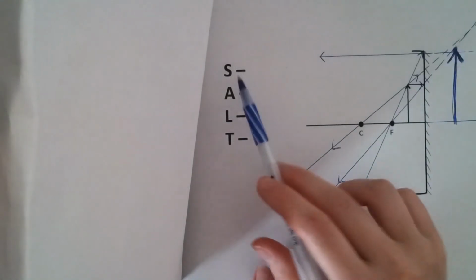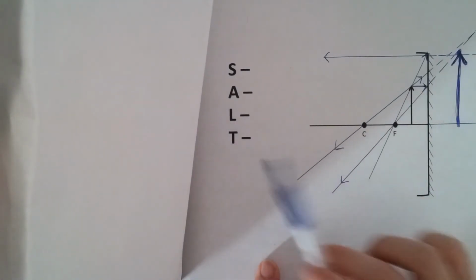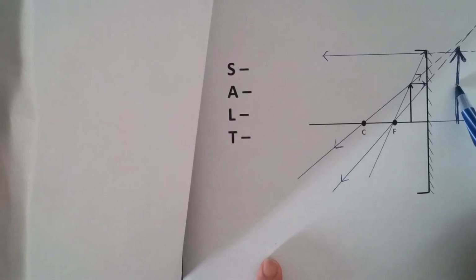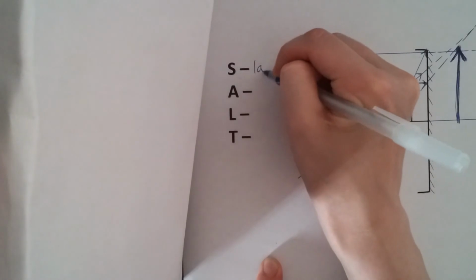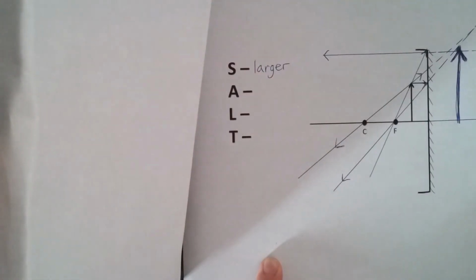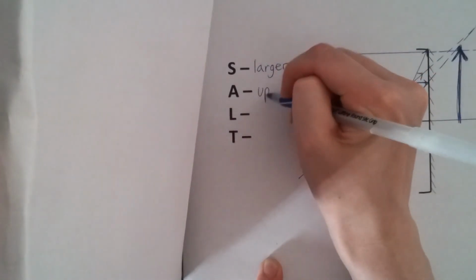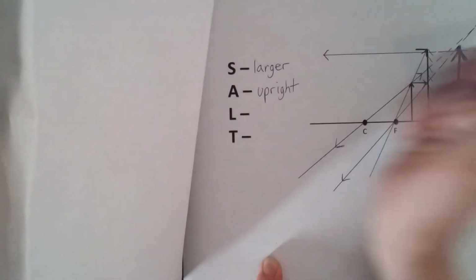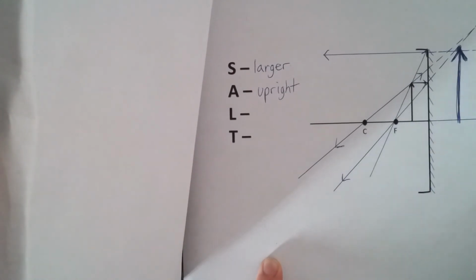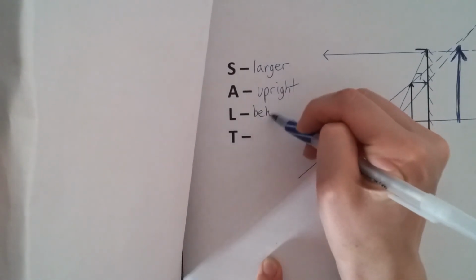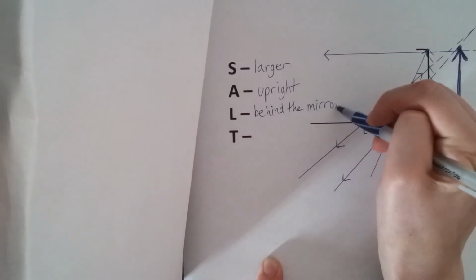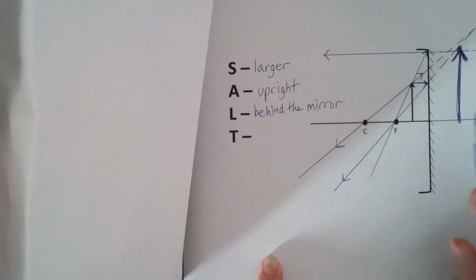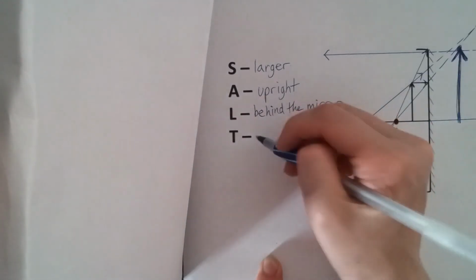We need to do our SALT now: our size, attitude, location, and type. And if I look at my image in comparison to the object, my size is larger. My attitude would be upright. My location will be behind the mirror. And the type of image, since it's inside of the mirror, we call this a virtual image.